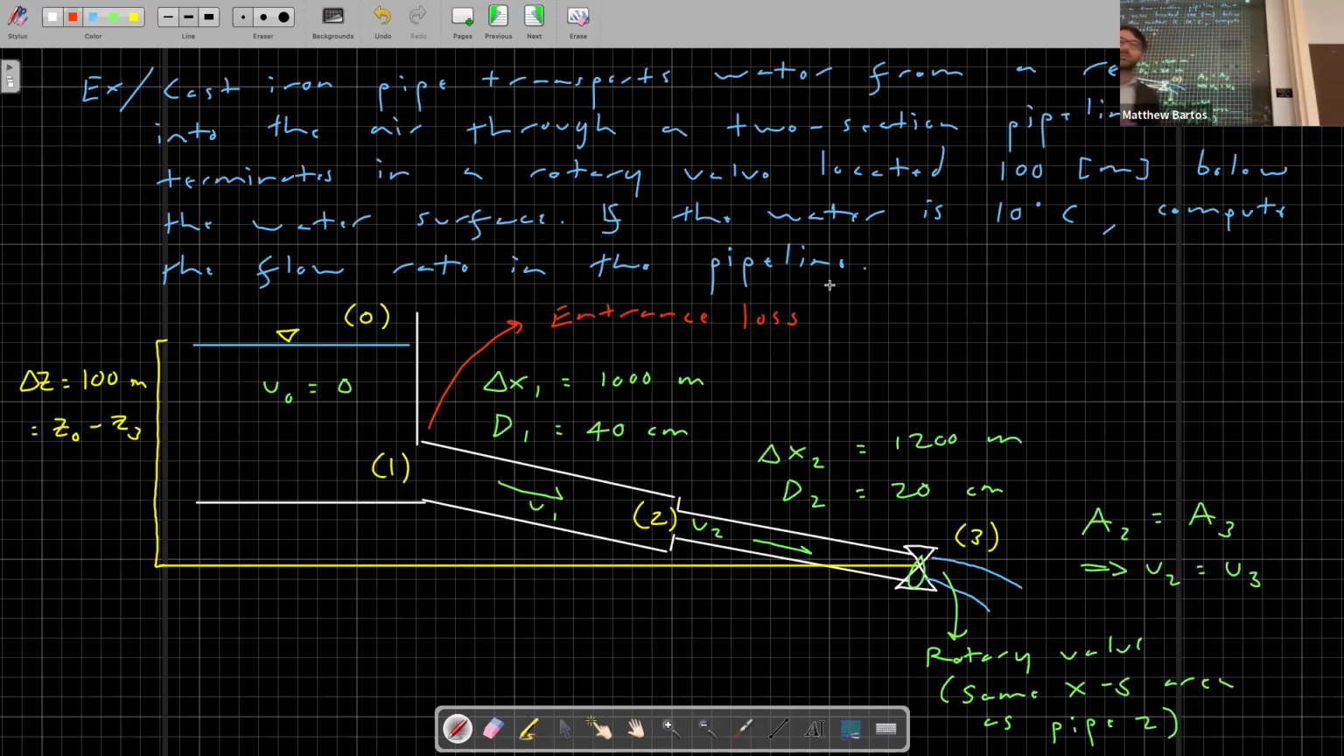I think someone else mentioned the sudden contraction. So at point 2, we have a contraction. This is sudden. And there's one more. The valve loss. So the rotary valve will have a loss associated with it. So I'll just call this a valve loss.